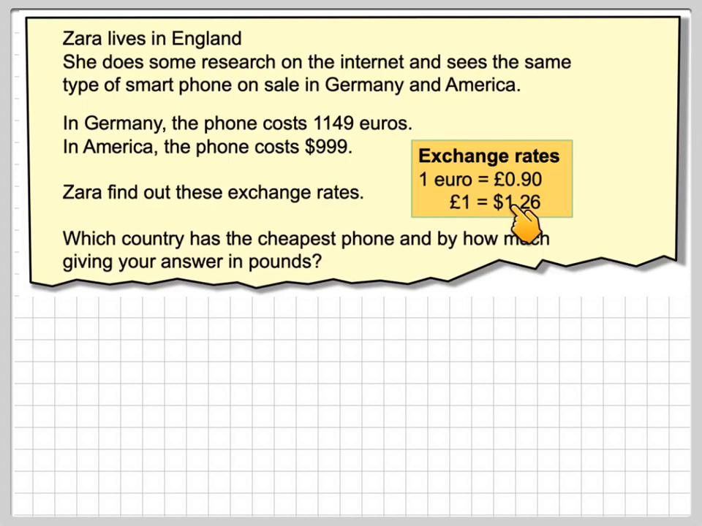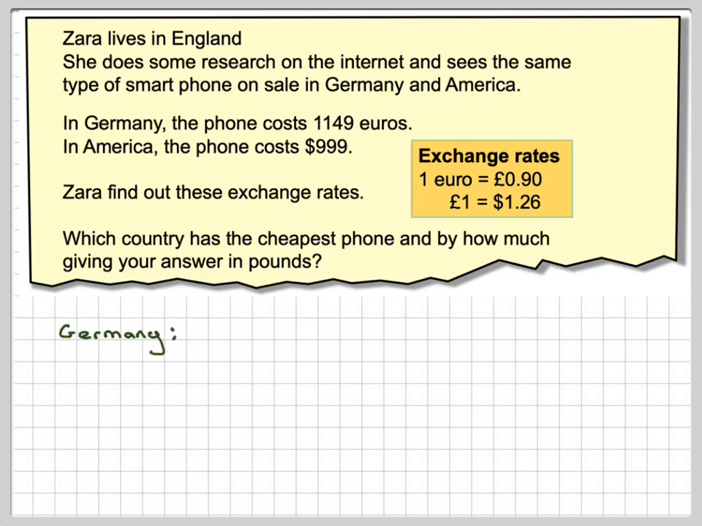€1 is 0.90, i.e. €1 is 90p, and £1 is currently valued at $1.26. Which country has the cheapest phone and by how much, giving your answer in pounds?